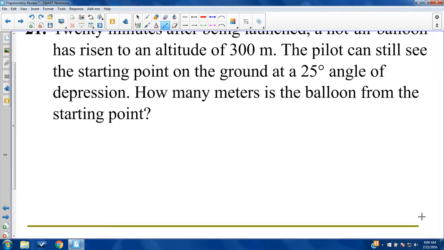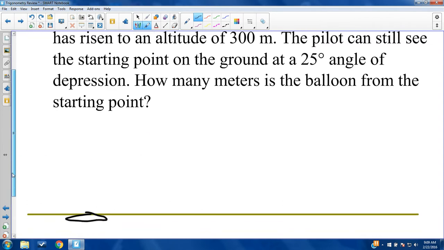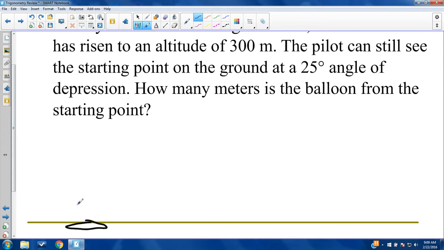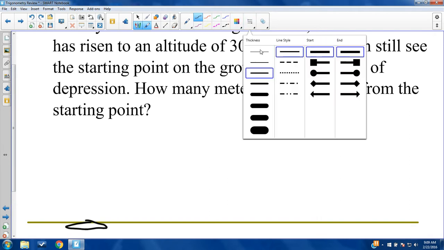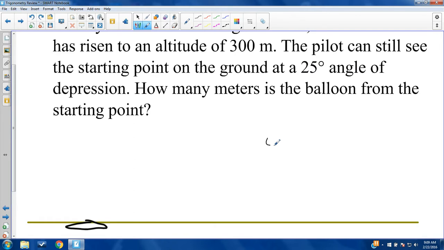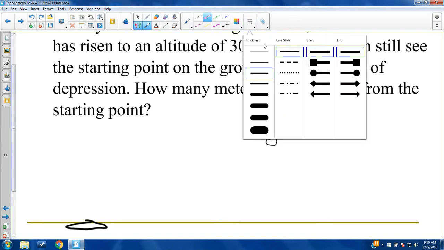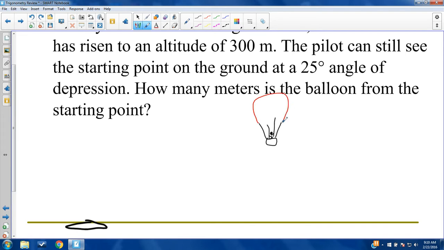Let's say the launching pad is right here. Now the hot air balloon might not necessarily go straight up. In fact, at this point, it's not. Otherwise, this guy's angle of depression would be 90 degrees. When you're referring to angle of depression, what you're doing is you're looking at the place that you are. So I can pretend like this is your guy in the hot air balloon. He's in his big hot air balloon. There's his hot air balloon.